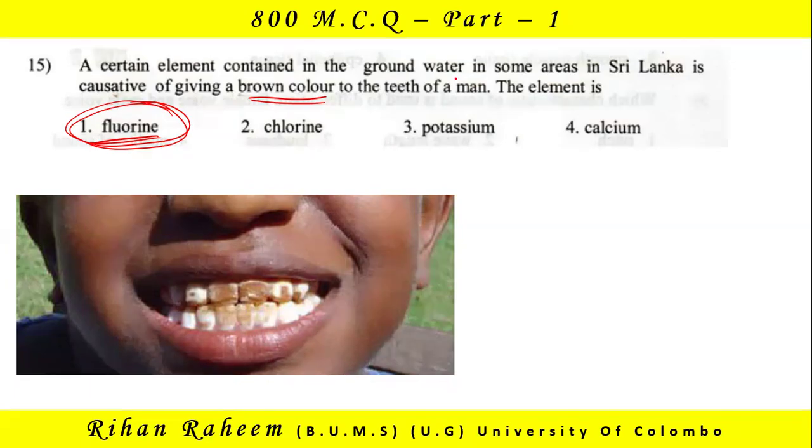Main water line, no problem. They regulate the fluorine. They remove the excessive fluorine from the tap water line. Okay, question number 15, answer number 1.